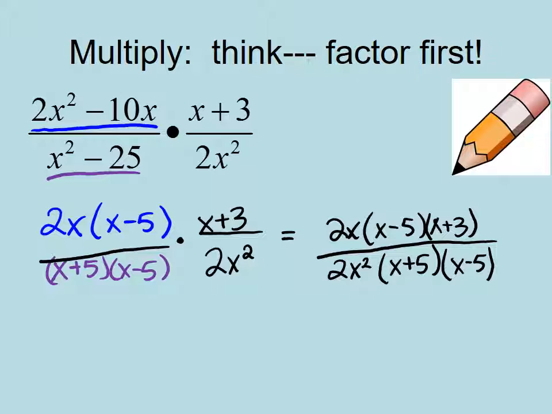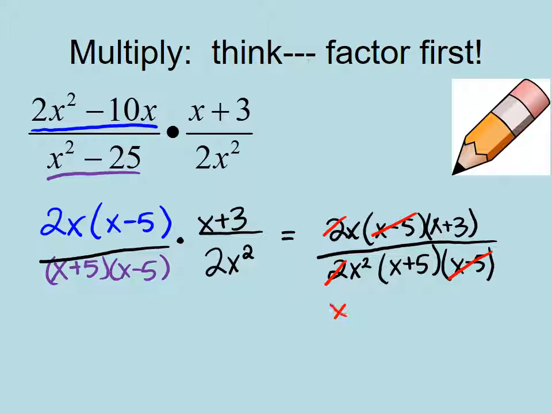Let's take a look at what I can cancel. I'm dividing x minus 5 by x minus 5. Since that's 1, we can get rid of those. 2 divided by 2, x divided by x squared. I have 1 on top and 2 on bottom.